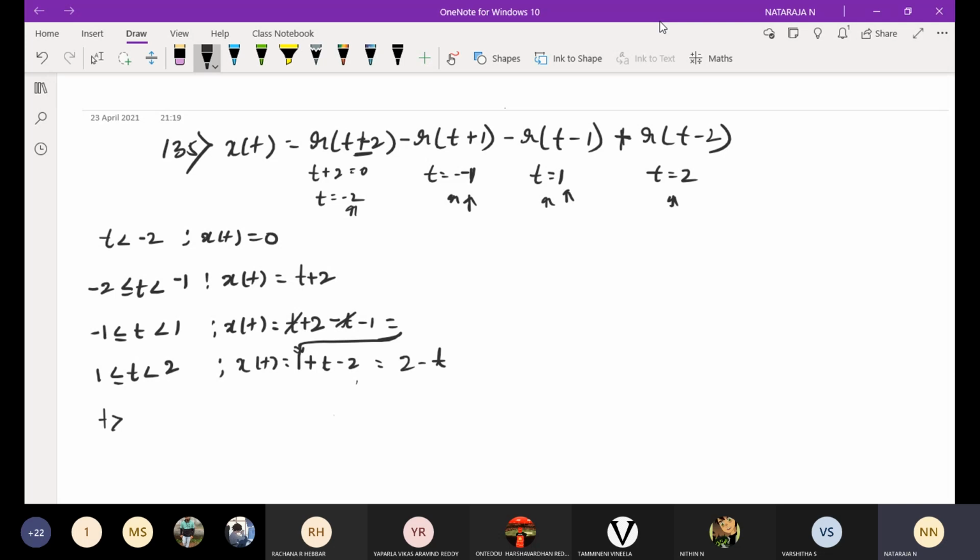Okay, for t greater than or equal to 2, you will get x of t, which is the last equation. 2 minus t, plus t minus 2, minus t plus t minus 2, you will get 0. Oh, I have made a mistake here, right? I need to take minus 1. Yes, sir.